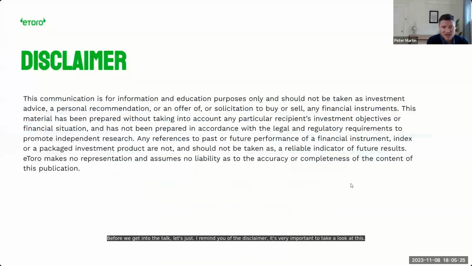Before we get into the talk, let's just remind you of the disclaimer. It's very important to take a look at this. Have a good read of that. Just remember that everything I talk about today is purely for the purposes of education, solely for giving you information to make informed trading decisions. Nothing I say when we look at charts and indicators on those charts should be taken as any kind of personal recommendation or advice.